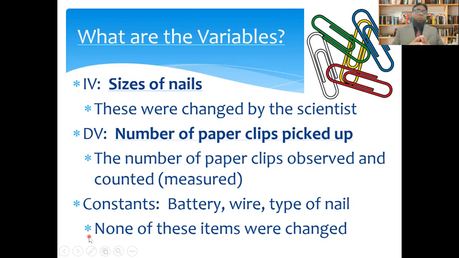Which things do you have to keep constant in all experiments, in all samples? The battery, the type of nails, none of these items were changed. It means you cannot use a different voltage of battery in different samples of the experiment. Even the wire you cannot change. For example, if in one experiment you are using copper wire and in the other experiment you are using silver wire, you cannot get proper data. You cannot get reliable data.